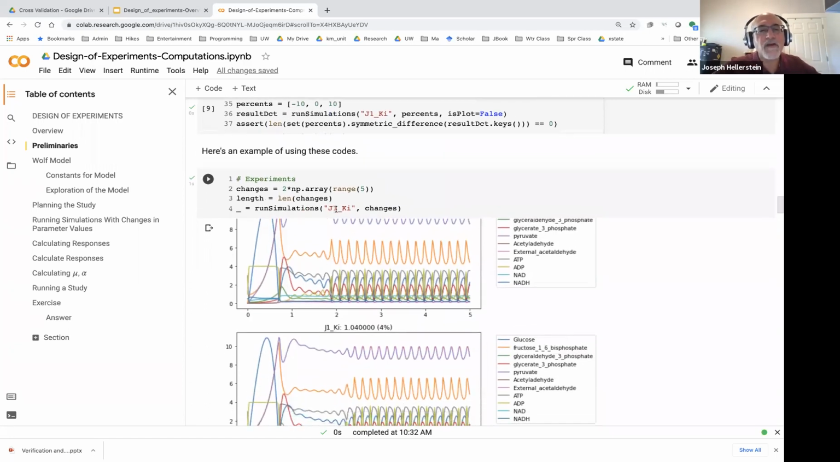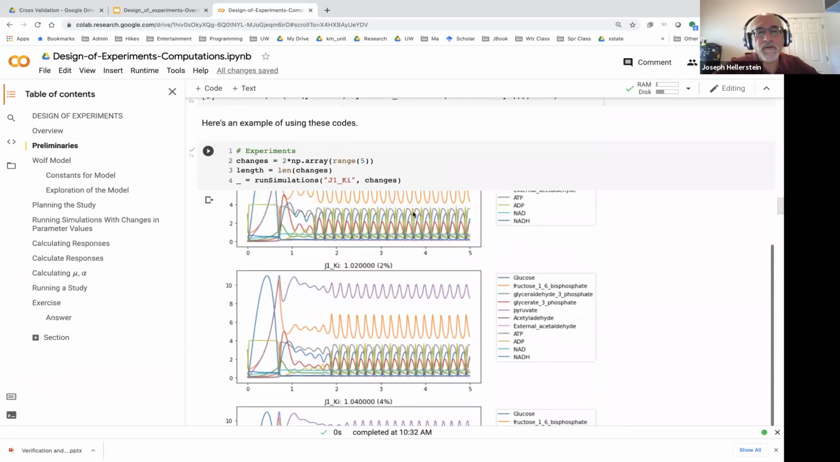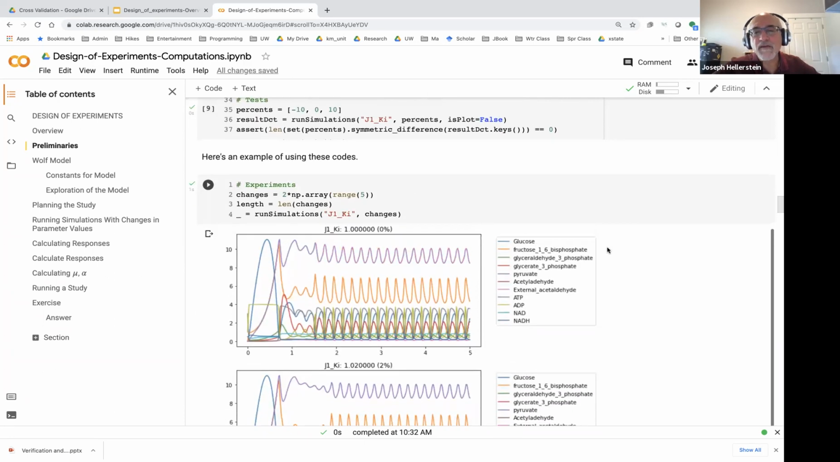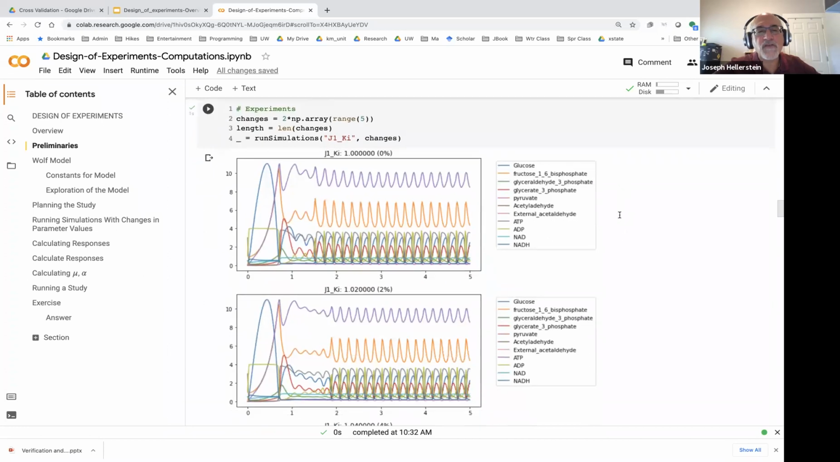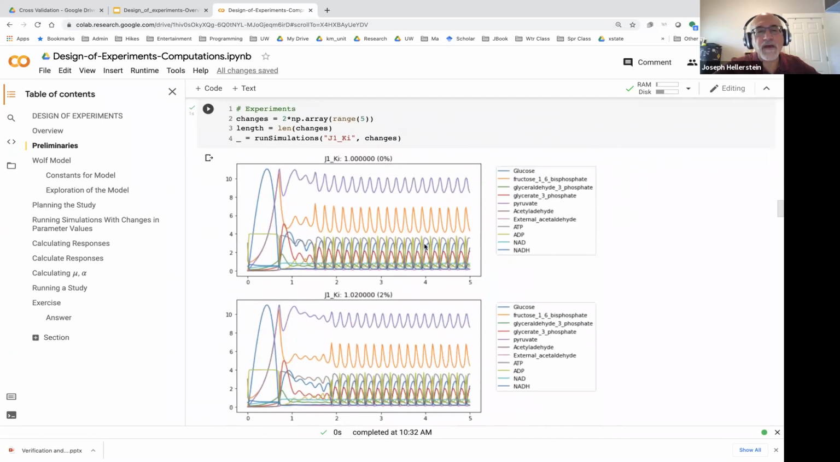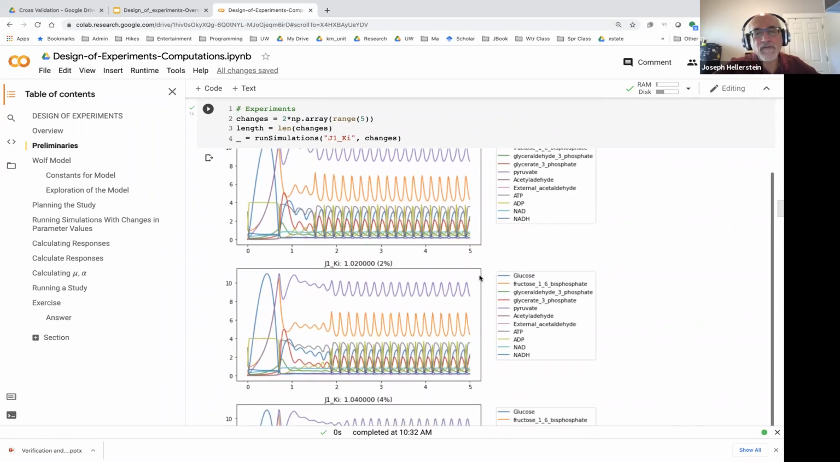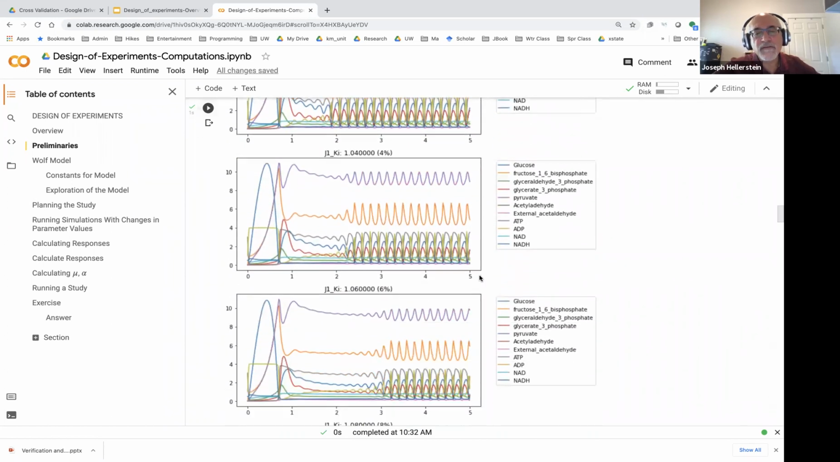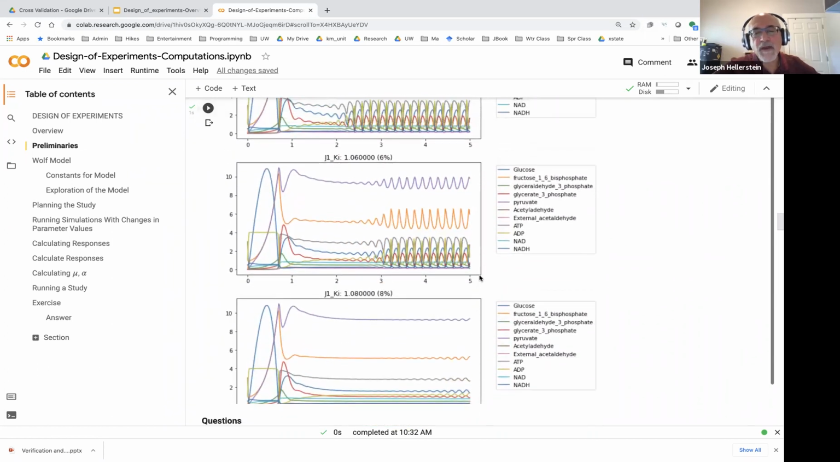This is run simulation where the percent changes, you see the percent changes here, go from 0 to 10%. You can see what happens as we change, this is just changing J1_KI. So this is baseline, which is exactly what you get from the Wolf model. If I increase J1_KI by 2%, 4%, 6%, and then increase it by 8%, I have extinguished the oscillations.